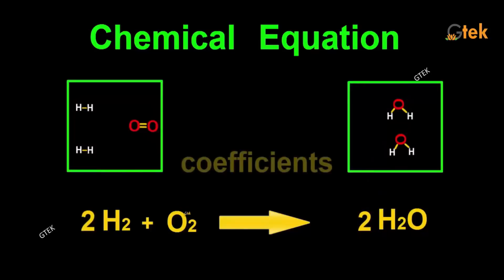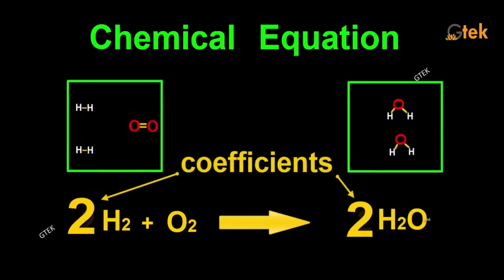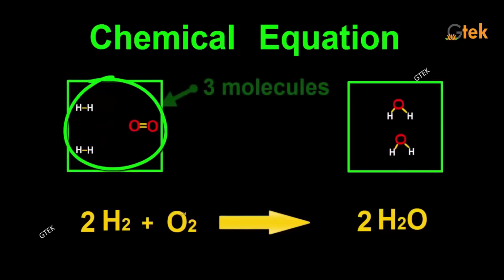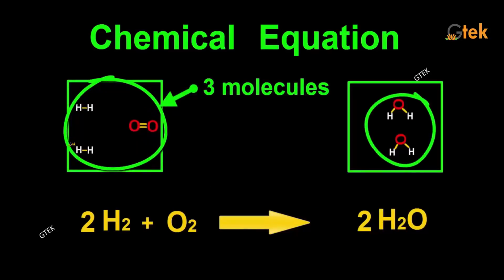Here you are able to see 2 oxygen. And the number 2 here indicates the coefficients. So 4 hydrogen is here, 2 into 2, 4 hydrogen is here, it's balanced. Over here, oxygen 2 and here oxygen 2. You are able to see 3 molecules becomes 2 molecules here.